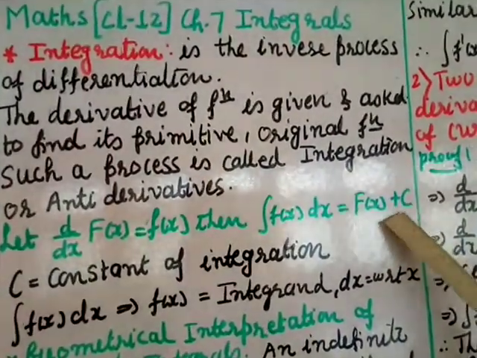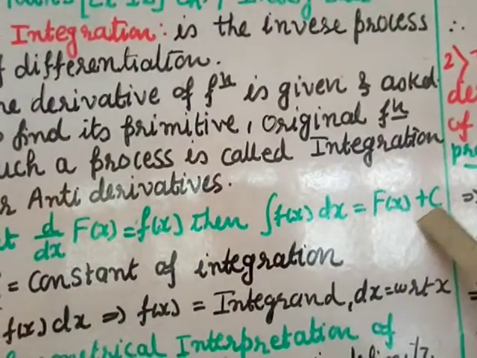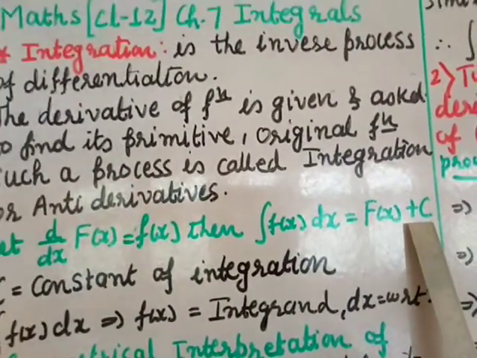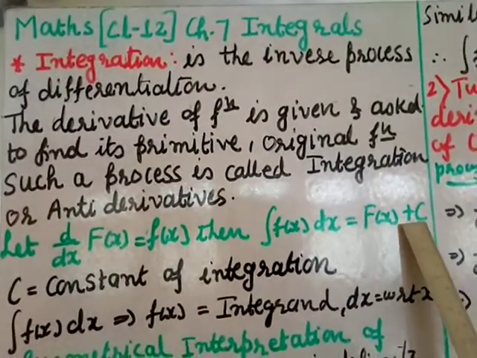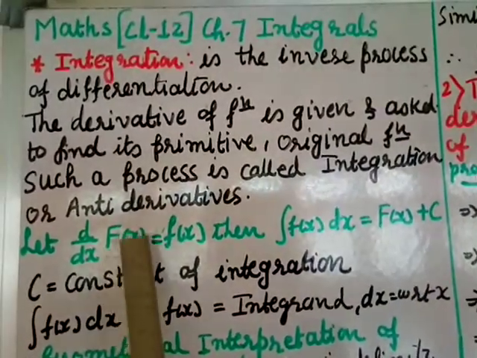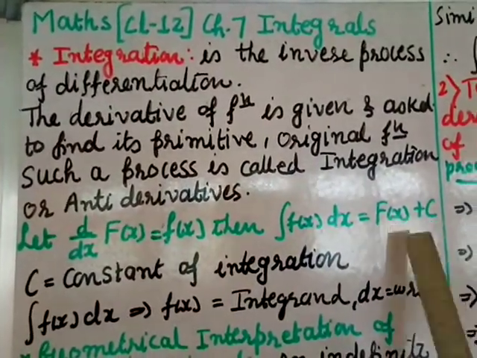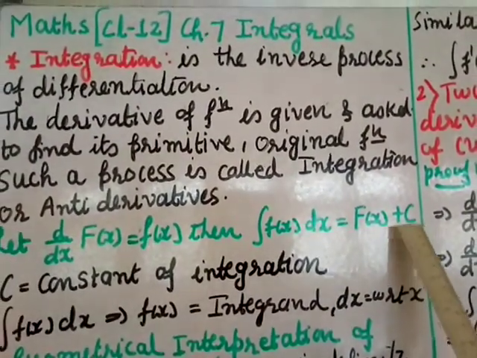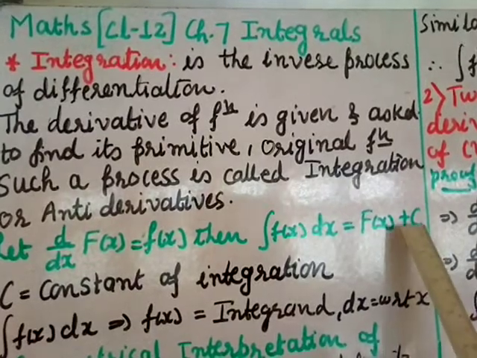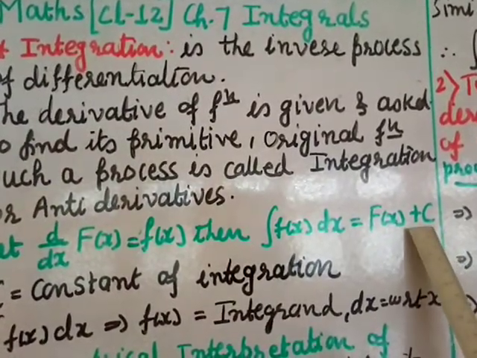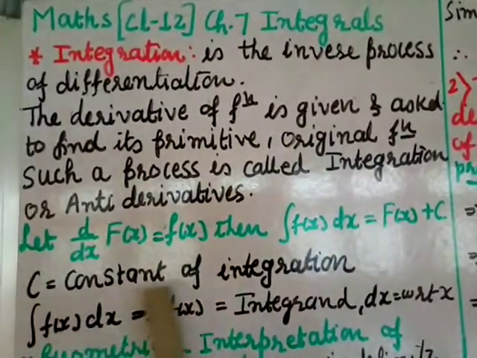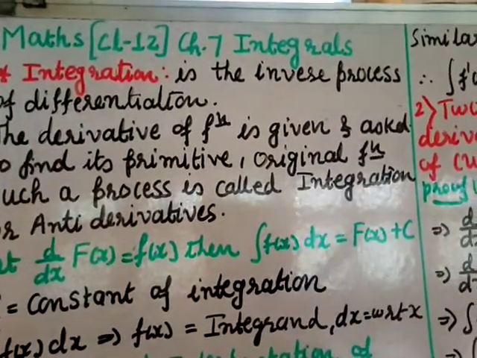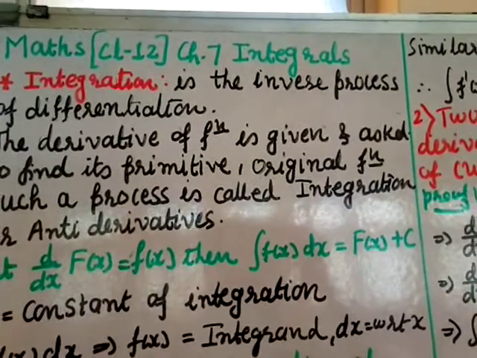We put here plus c. Why do we put plus c? Because when you are differentiating this, the derivative of any constant becomes 0. So this is my constant which was there, but it has become 0 while doing the process of differentiation. So when you are doing the integration, this constant of differentiation will come here. This is called the constant of integration. This is any arbitrary number, and such an integral we call an indefinite integral.